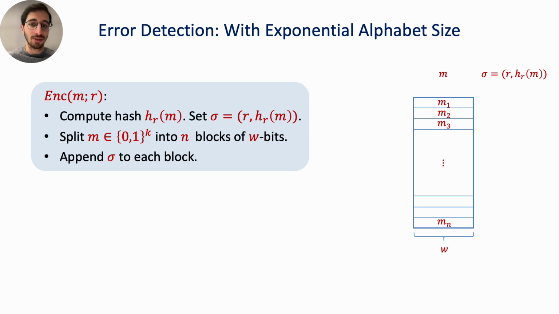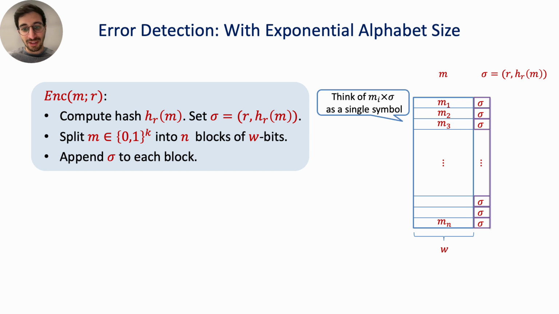The next thing we're going to do is very simple. We're just going to take this hash and append it to each one of these rows. So each block is going to be appended with one of these sigmas. You should think of each row here as being a single symbol in a higher alphabet code. So M3 sigma, or M2 sigma, as a whole defines a single symbol, and this symbol is going to be of a higher alphabet size.